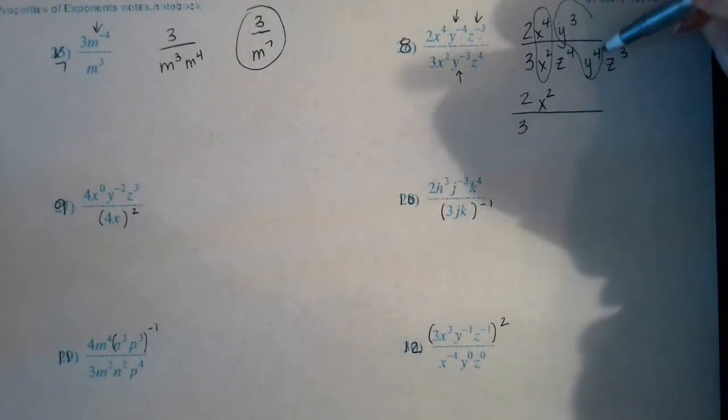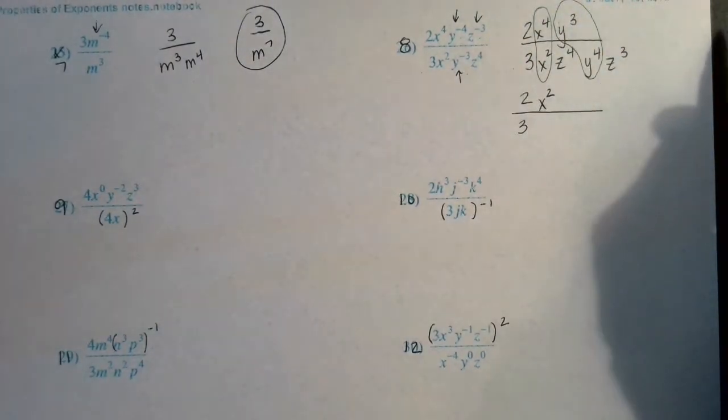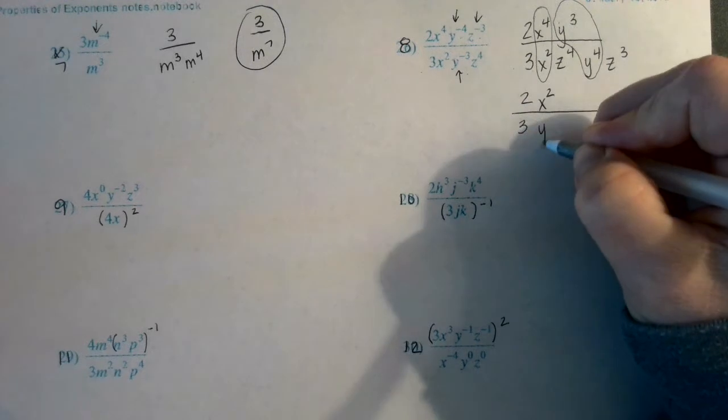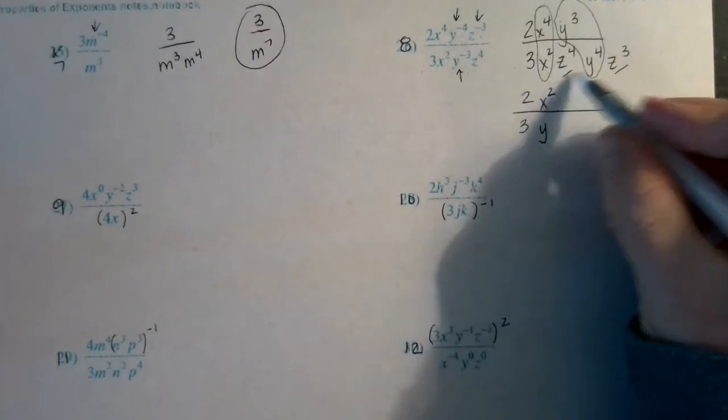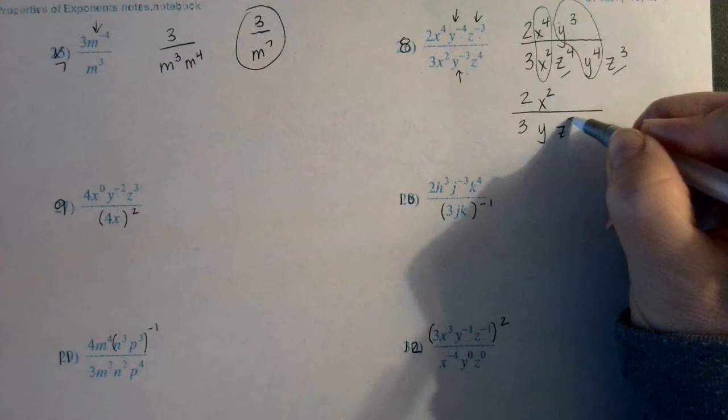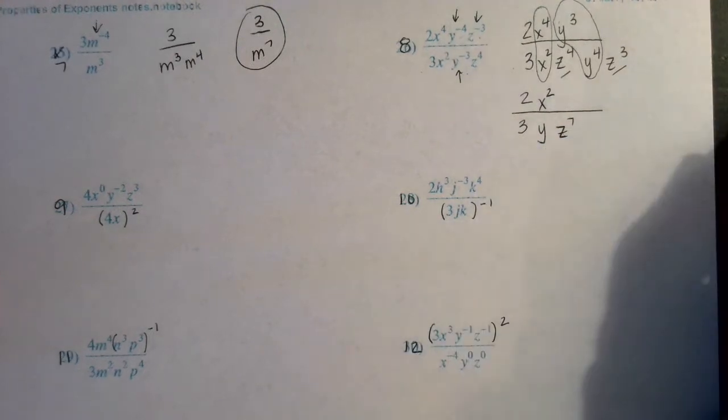Looking at my y's, I have 3 on top and 4 on bottom. So it's going to leave me with 1 y on the bottom. And then both of my z's are now in the denominator, so I'm going to go ahead and add those together. And z is to the 7th power.